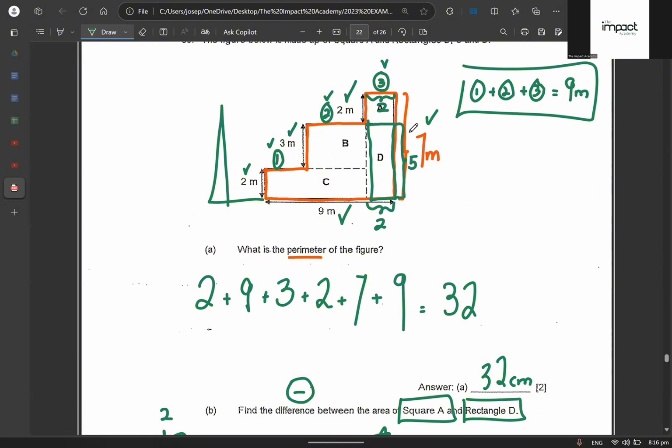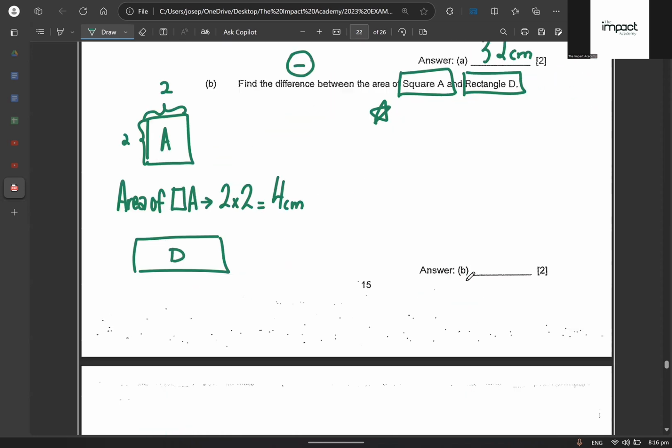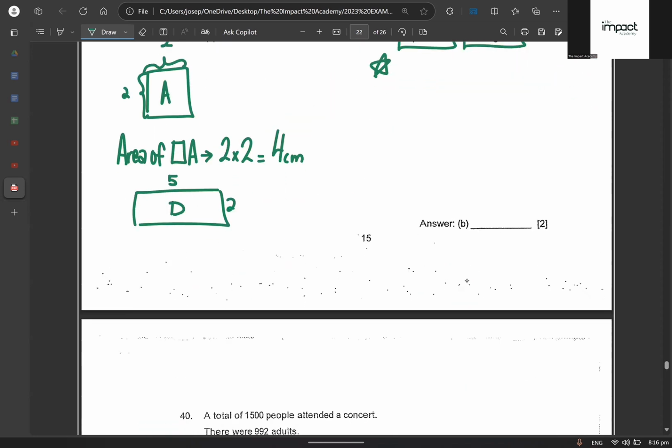Why 5? Because 7 is the entire thing, right? Isn't it true that this part is 2? Do you all understand? Very good. So you are going to write 5 over here, 2 over here. So what is the area of rectangle D? In this situation, you're going to do 5 times 2. Am I making sense? How many of you agree with me on this? Agree or disagree? Okay, all right.